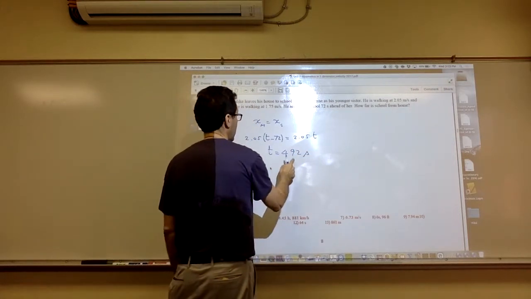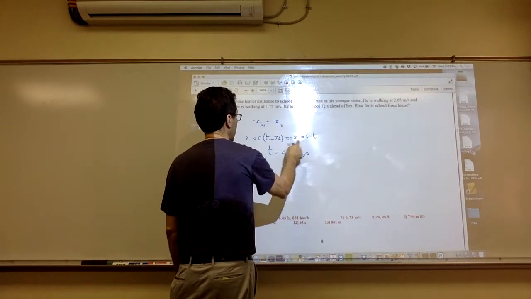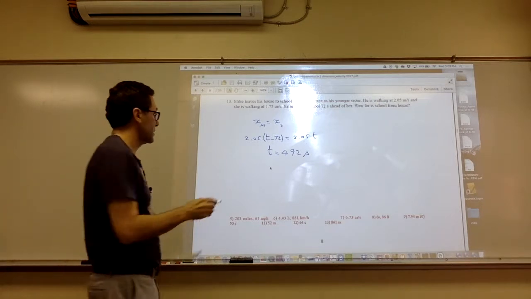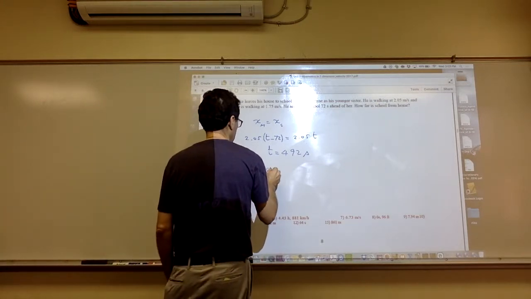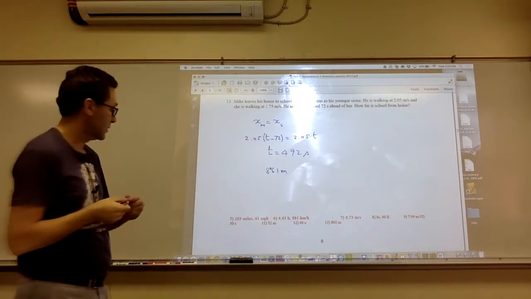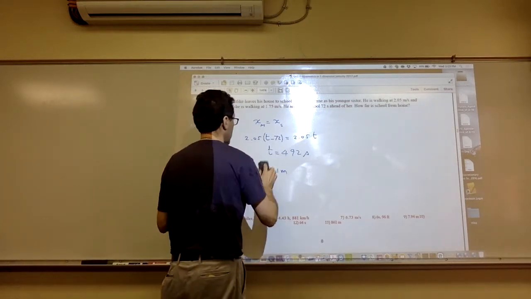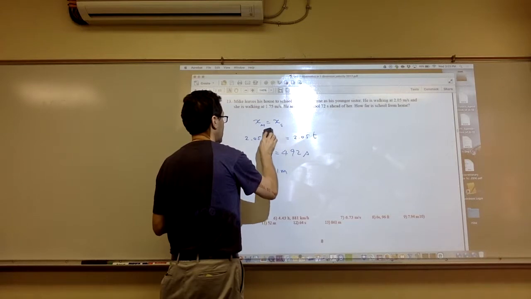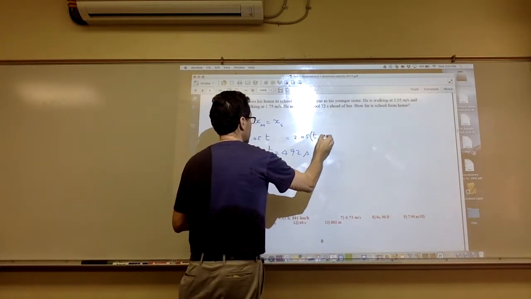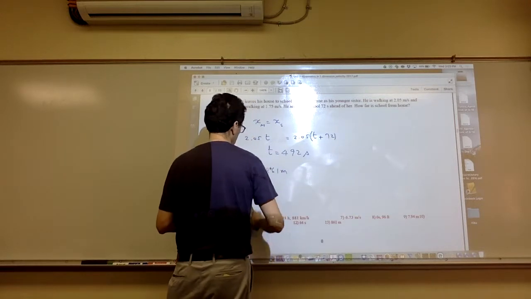You can just take 492 and plug it into either one of these equations, and you should get 861 meters. Okay, that's how you pretty much do this stuff. Now, if you don't want to do it this way, you can say, well, his time is t, it's going to take her 72 seconds longer. Okay?